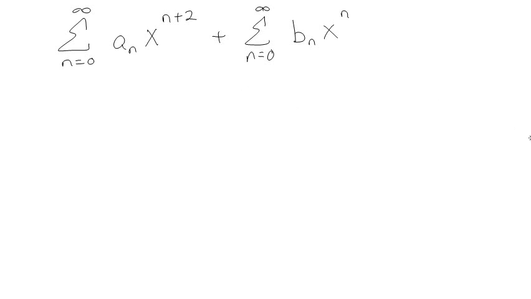So the first thing that we want to do is get everything in terms of x to the n. So I need to get this plus 2 down to a minus 2, so I have to subtract 2 from everything on the inside and add 2 to everything on the outside.